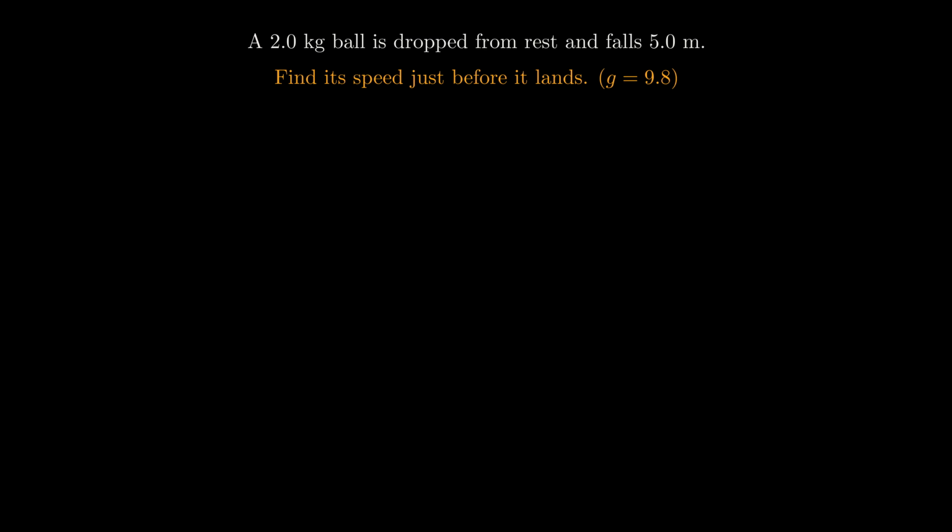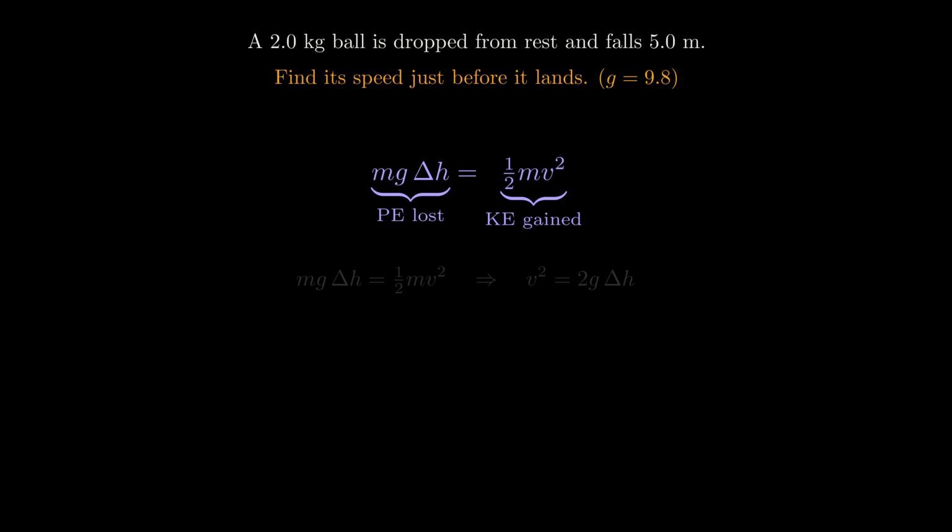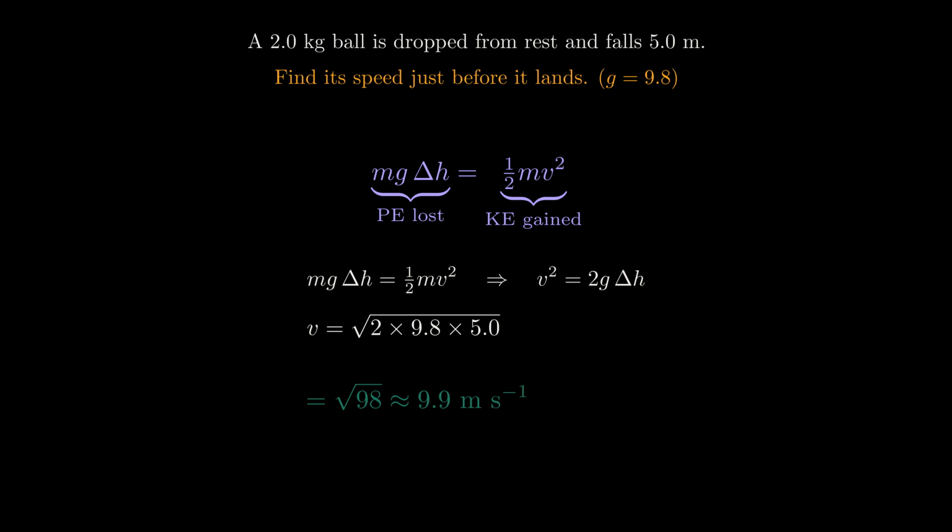You could reach for suvat, but watch how energy conservation does it in one line. As it falls, gravitational potential energy is converted into kinetic energy. So the PE lost equals the KE gained. mgΔh equals 1/2 mv squared. Now the magic: the mass appears on both sides and cancels completely. Rearranging, v squared is 2gΔh. That's 2 times 9.8 times 5, which is 98, and the square root is about 9.9 meters per second.